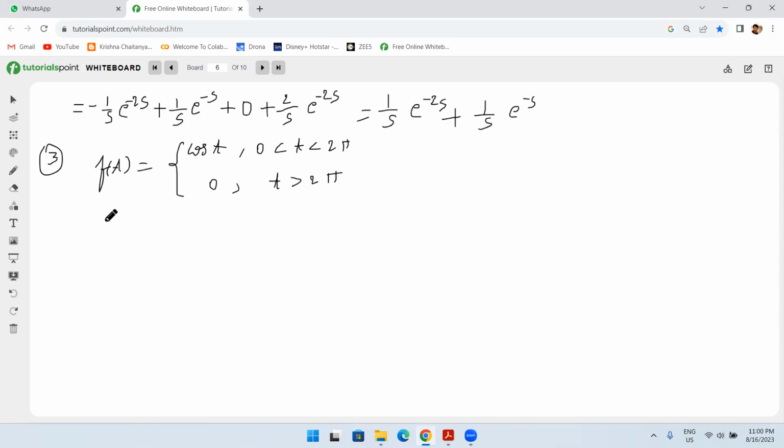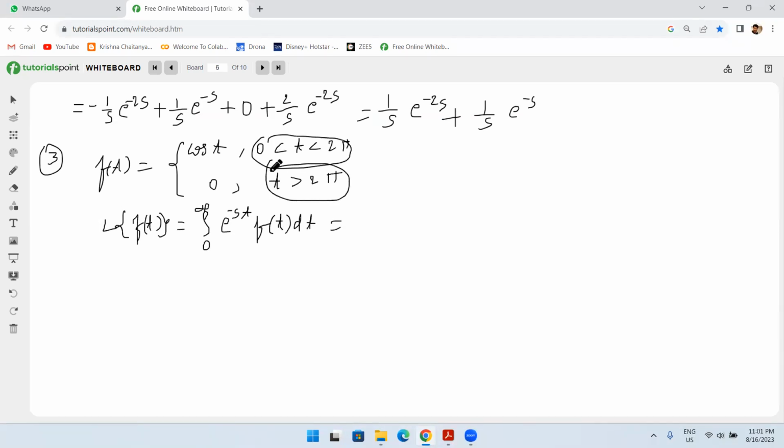So, what's the definition of Laplace transform? L of f of t is the integral from 0 to infinity of e power minus st f of t dt. Using this, we convert this integral from 0 to infinity into two parts, 0 to 2 pi and 2 pi to infinity. Anyway, 2 pi to infinity is 0.